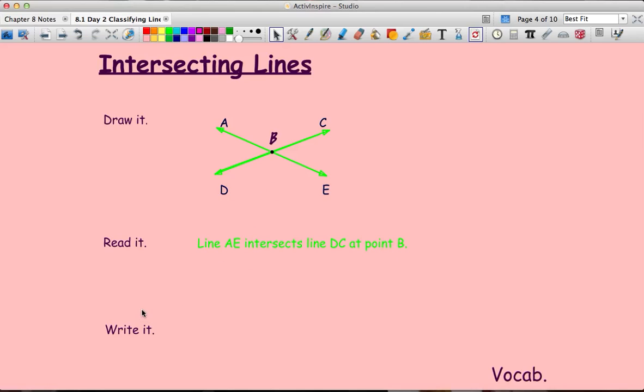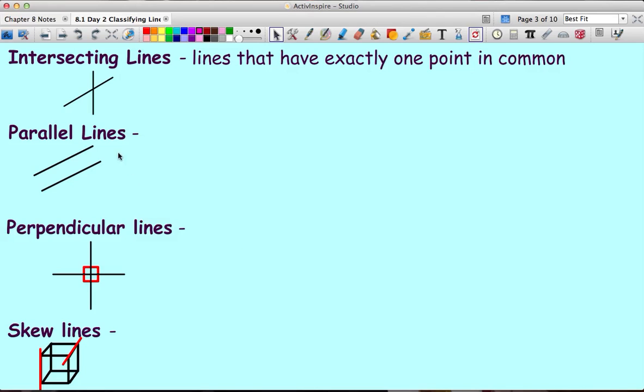Now to write it, we like to make things as short and simple as possible in math. So what we do is we use our symbols for line to shorten it up as much as we can. However, in this case, intersect doesn't have a symbol, so we have to use the word, but it still reads the same. Line AE intersects line DC. Okay, back to the vocab.